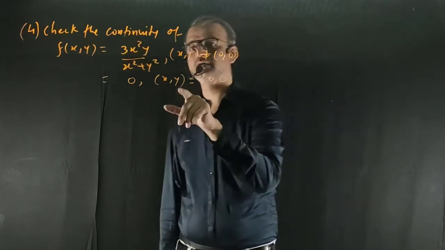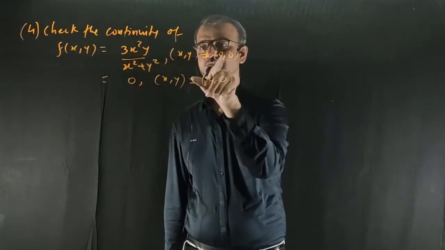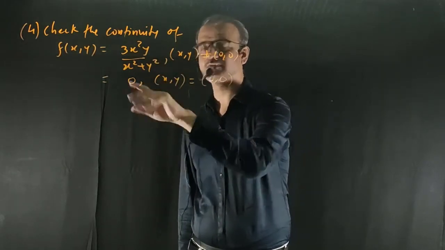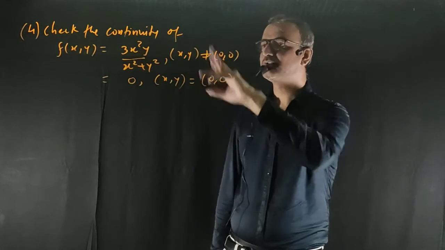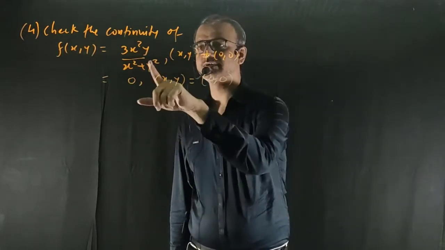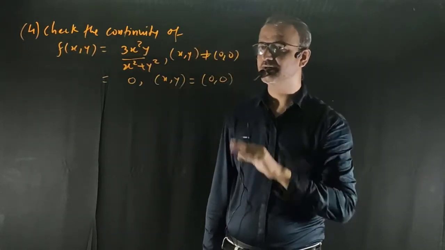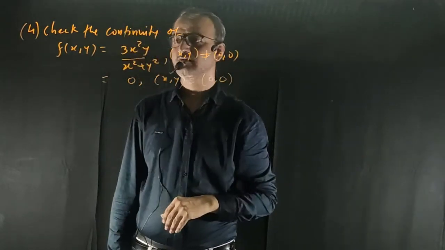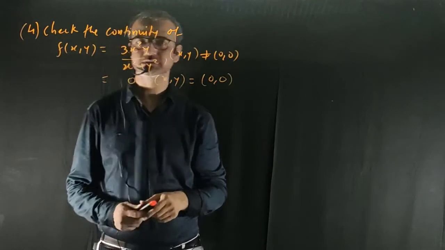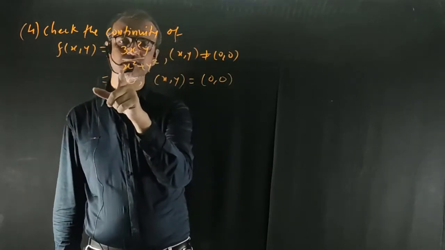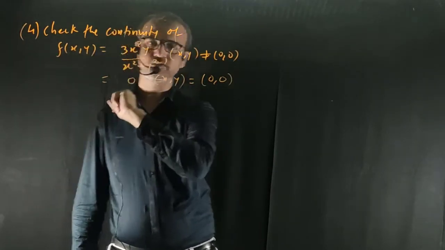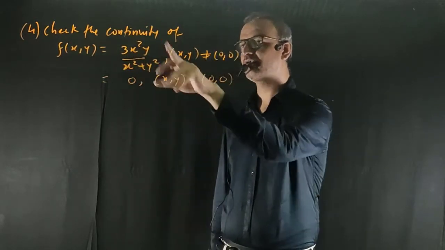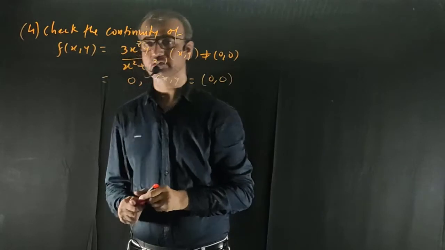If the limit of this function at 0, 0 is 0 and its value at 0, 0 is given to us, that is 0, right? If both are same, then we will say that the given function is continuous at 0, 0, otherwise it is discontinuous. So first of all, we have to find out the limit of this function, and as you can see, if you replace x by 0 and y by 0, in the denominator we will be having 0. So we will find out the limit of this function by taking different paths.